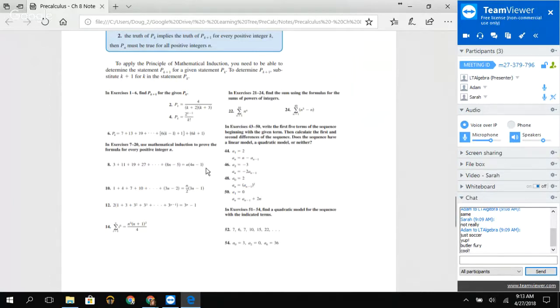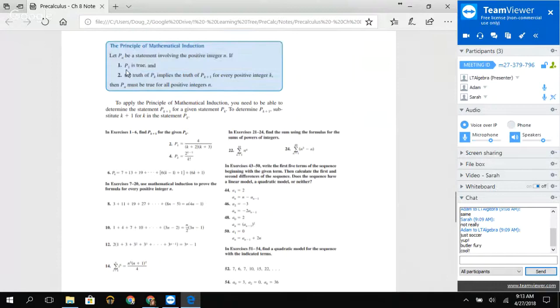Okay, so if I want to prove that this is true, I have to do two things. The first thing is that I have to prove that it's true for the first number. So when n equals 1, is my answer 3? I've got to prove that that's true. That's the easy one, right? That's like plug in, does it work out? And this is the theory. We'll get to the actual application here in a minute.